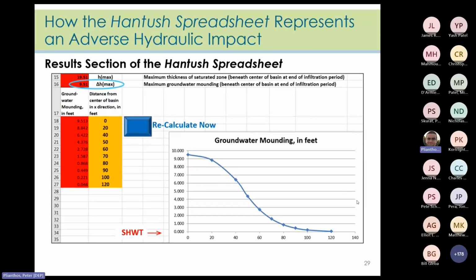If you click on the dark blue Recalculate Now button, and the results show delta H max in the area I have circled is larger than the distance from the seasonal high water table to the bottom surface of your BMP, you won't be able to tell just by looking at the graph. In this case, the seasonal high water table is 8 feet below the bottom surface of a BMP that is 90 feet in length. The height of the mounding is calculated to be 9.51 feet.